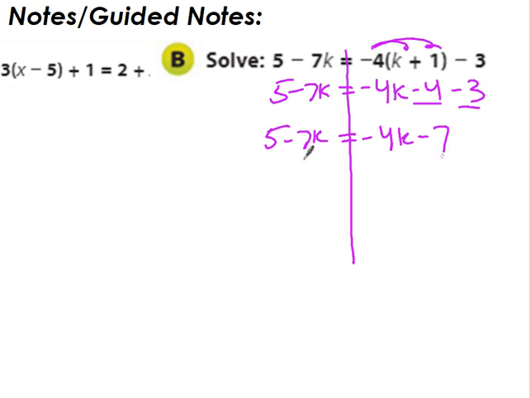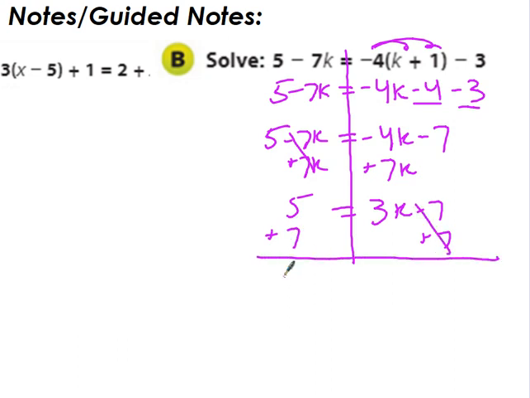Now from here, I want to add 7k because that's going to give me a positive coefficient. So I've got 5 equals 3k minus 7. And now I'm at a normal two-step equation, where I get x equals, or k, I'm sorry, k equals 4.